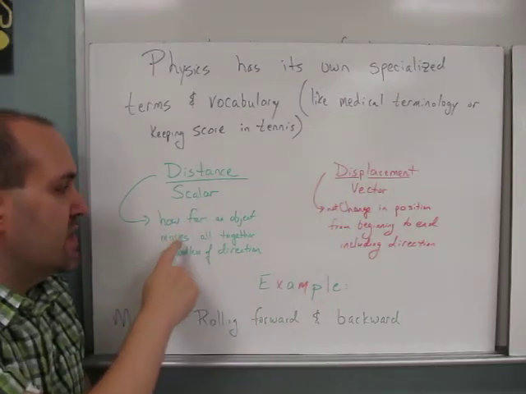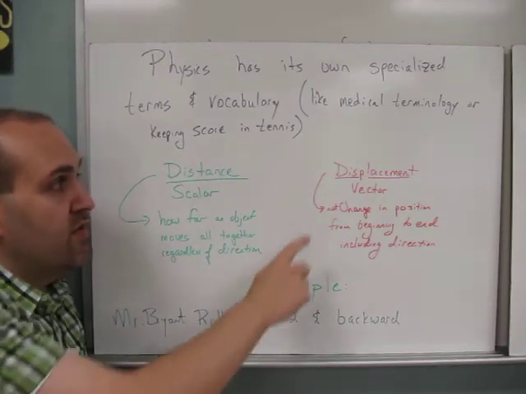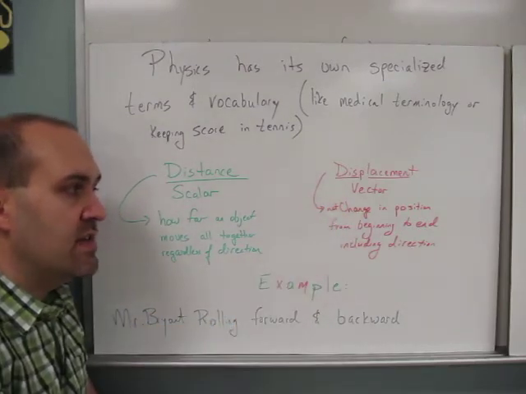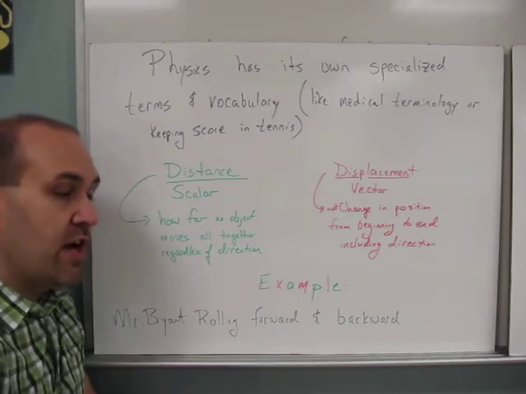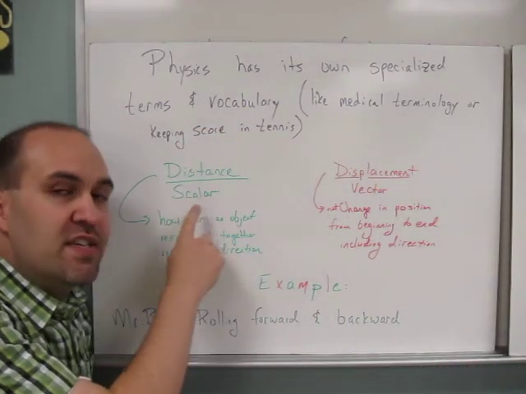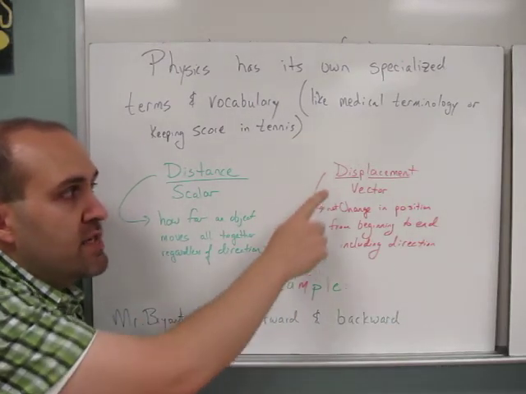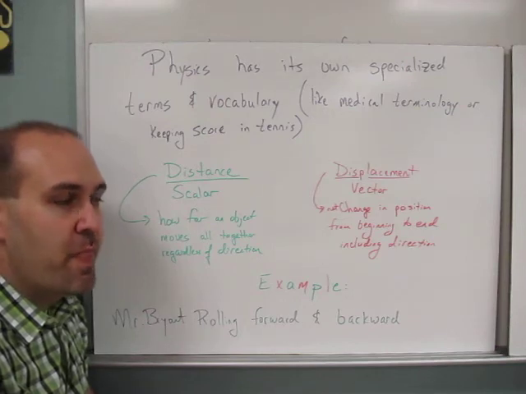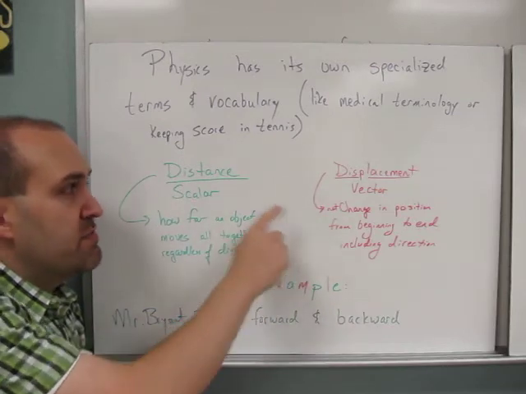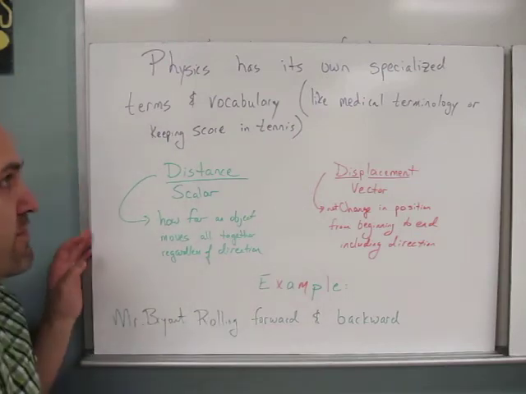So we might define distance as how far an object moves altogether, regardless of its direction. And we could define displacement, which is a vector quantity, as the net change in position from beginning to end, including the direction. If I rolled my chair across the board there and back, I might have moved a distance of about 2 meters. 1 meter there and 1 meter back. But my displacement would be 0, because I ended up in the same position that I started in. And so that's the difference between distance and displacement to a physicist. Distance is a scalar, displacement is a vector.